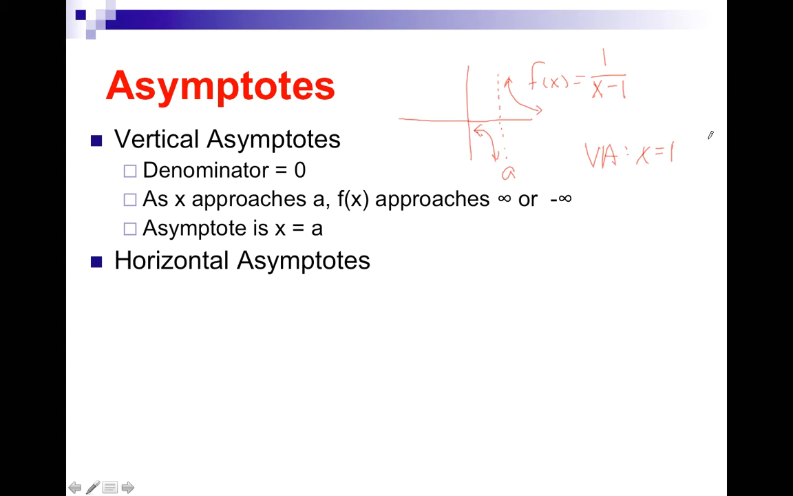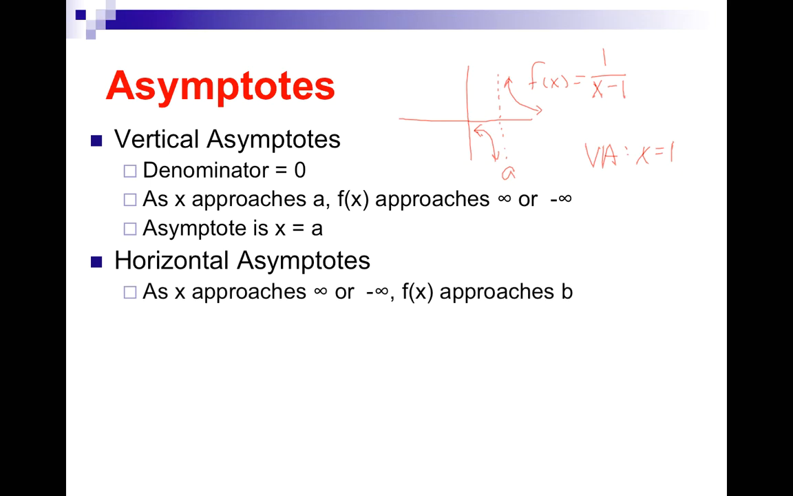Horizontal asymptotes are actually talking about what happens as x gets really, really big. As x approaches infinity or negative infinity, f of x approaches a single value, b. So if we had some sort of function like this, here's b. The function comes down and it gets really close to that dashed line, but doesn't become the dashed line. Same thing in the other direction. That would be a horizontal asymptote, and the asymptote is y equals b.